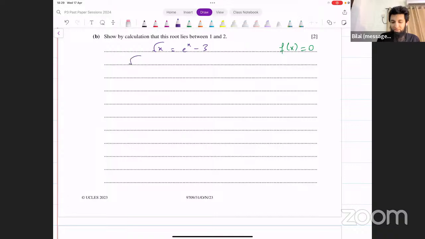Take everything to one side. So let's say I write it like this, under root x minus e raised to power x plus 3 equal to 0. So now it's that form. You would say this is your f of x. This is the function that is equal to 0.